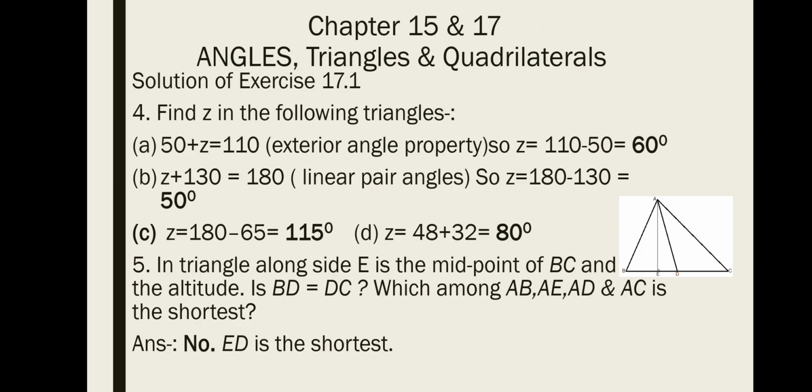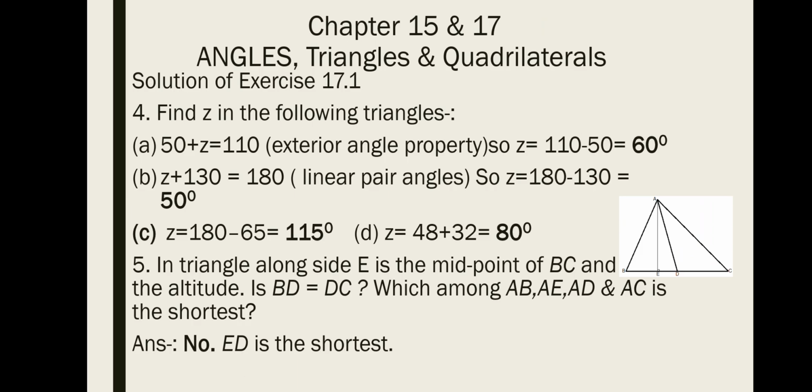Here linear pair angle, because they have given two angles. One is exterior angle and other is interior angle, which is Z. And because they are forming a linear pair, their sum is 180. So 180 minus 130 gives you 50 degrees. C question. Z equal to 180 minus 65, because one of the angles is given, that is again exterior, interior, this linear pair. So 115 degrees, that will be the exterior angle, which is Z.